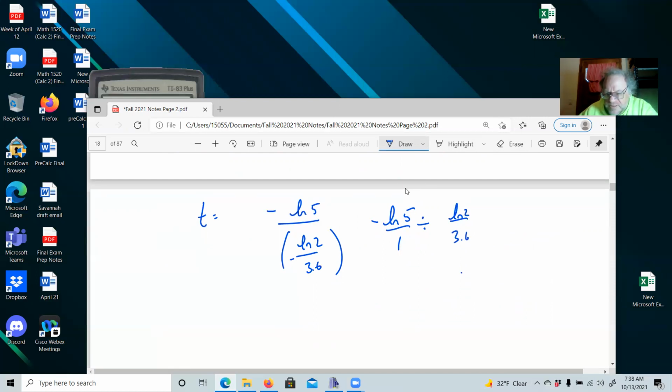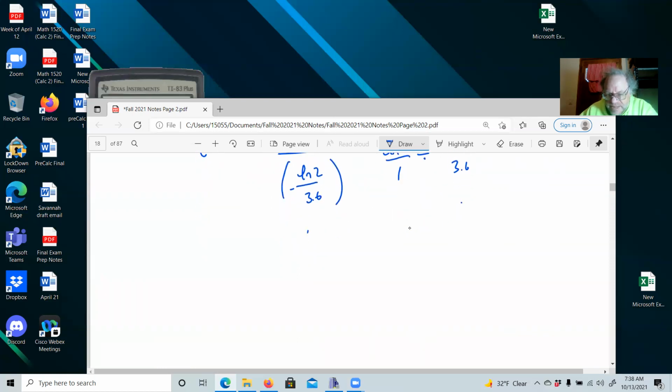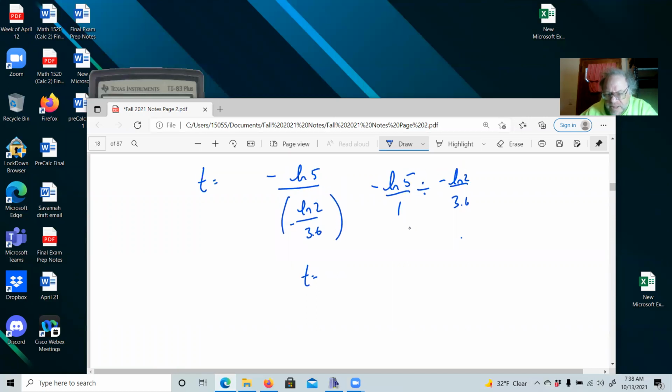2 over 3.6. You guys remember how you do this, right? It's invert and multiply. So we have T is equal to ln 5 over ln 2. These were both negative, weren't they? So we don't care anymore. Times 3.6. Invert and multiply. Natural log is downstairs, 3.6 goes in the upstairs. All right, so here we go. It's 3.6, ln 5, ln 2. Don't try to be cute.